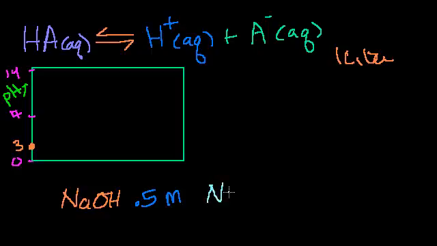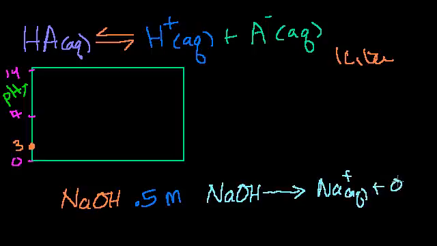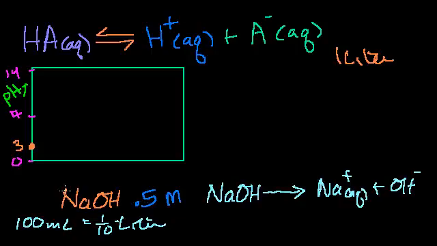NaOH, sodium hydroxide, and I did this in the previous video, dissociates completely in water. And so it turns into Na plus, all of this is aqueous, of course, plus OH minus. So when you throw in, this is a 0.5 molar solution, let's say you throw in 100 milliliters. That's equal to 1/10 of a liter. This 0.5 molar, that's its molarity. So it says I'm going to have half a mole of hydroxide ions for every liter.